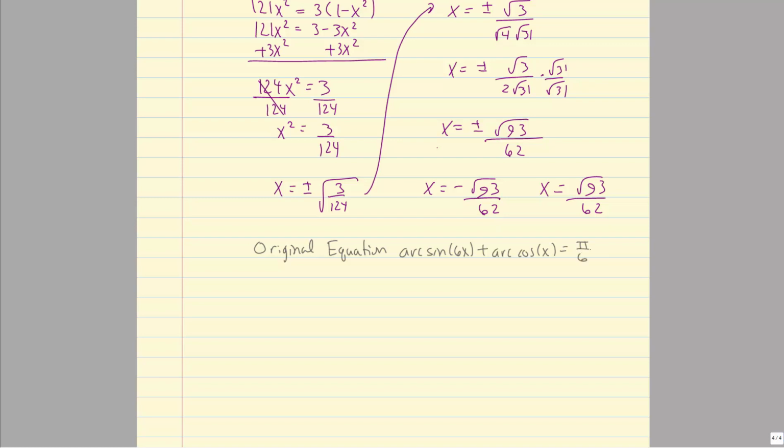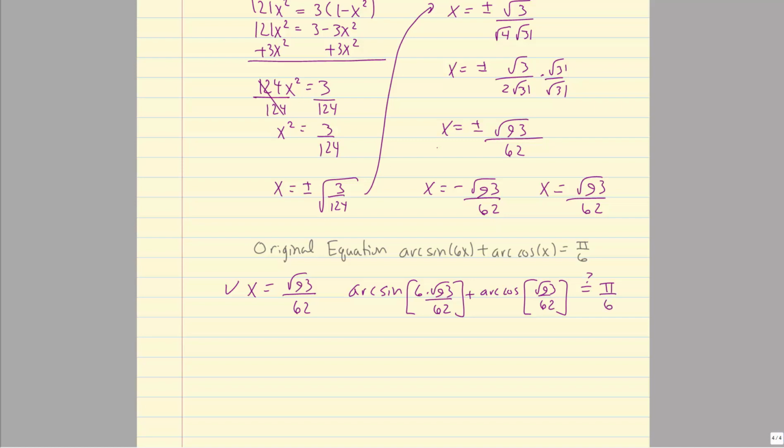Okay, so let's go ahead and check these. I'll check the positive one first. It doesn't matter which one. I'm just going to start with the positive. So when I check this, I'll plug it into the arc sine of 6x, where x in this case was root 93 over 62, plus arc cosine of x, where x was root 93 over 62. And I'm wondering, I'm going to put a question mark here, does this equal pi over 6?